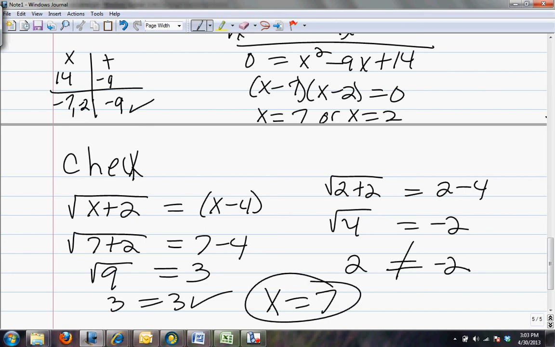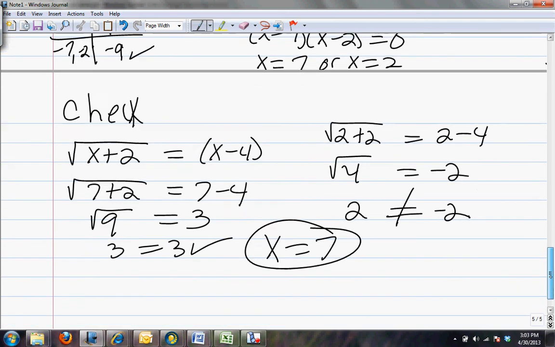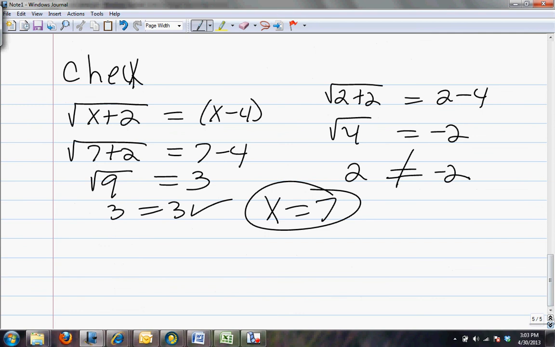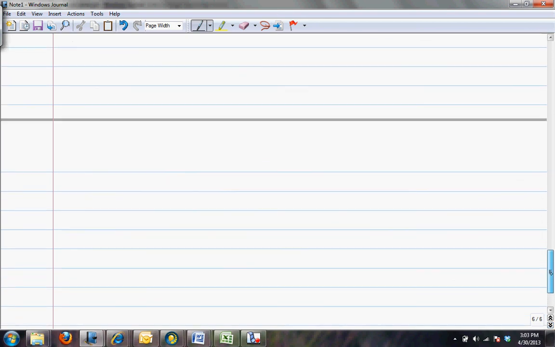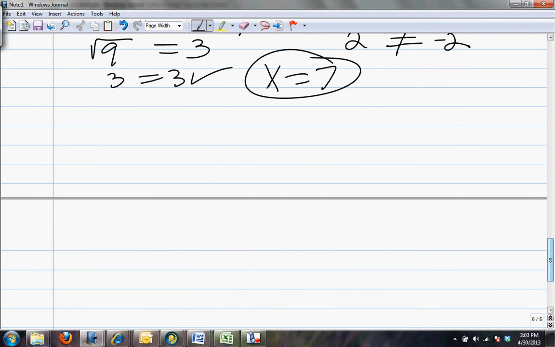So if you have both of them written, they will be wrong. You have to check it, see which one works and which one doesn't. And tomorrow in class, we'll talk about why you would have something called an extraneous root. That's what you found with that too.